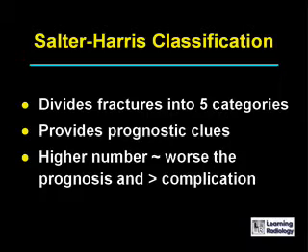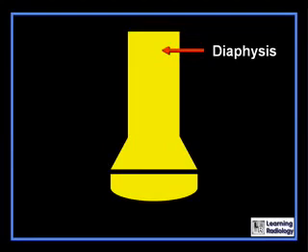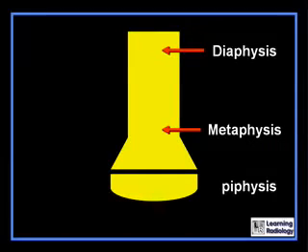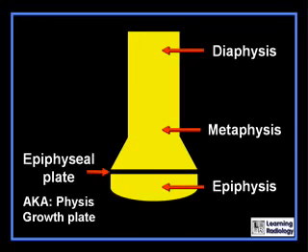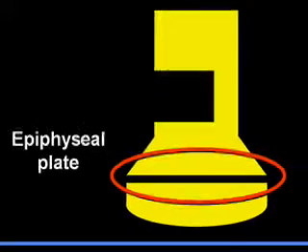As we'll see, the higher the number of the classification, the worse the prognosis and the greater the chance of complication. The bone is divided into the diaphysis, the metaphysis, the epiphysis, and between the metaphysis and the epiphysis lies the epiphyseal plate, also known as the physis or the growth plate. All of the Salter-Harris fractures are going to involve the open epiphyseal plate.